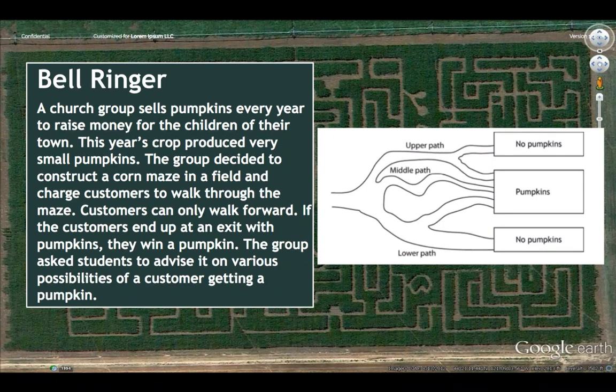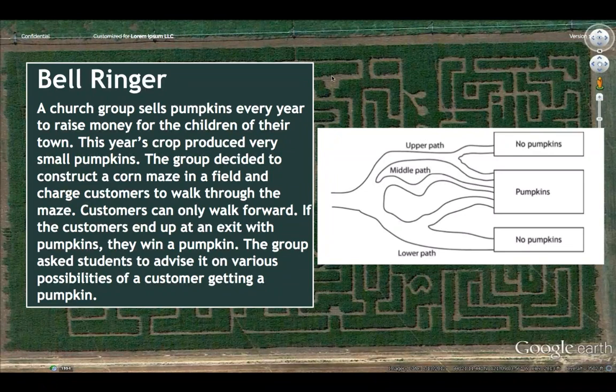This year's crop produced very small pumpkins. The group decided to construct a corn maze in a field and charge customers to walk through the maze. Customers can walk only forward, and if the customers end up at an exit with pumpkins, they win a pumpkin. The group asked students to advise it on various possibilities of a customer getting a pumpkin. So let's analyze that.